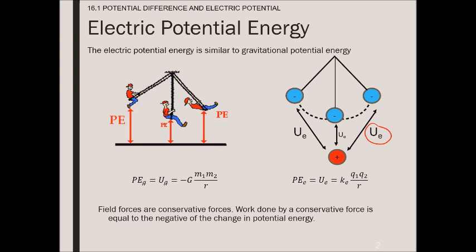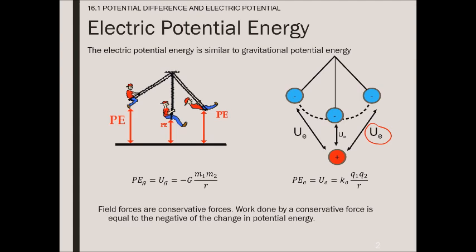And so when I do the opposite of what the system wants to do, then that is going to take work and add energy to the system. So therefore, as I move the negative charge away from the positive charge, the amount of energy is actually going to increase, just as if I move two masses apart, we're going to increase the amount of potential energy.